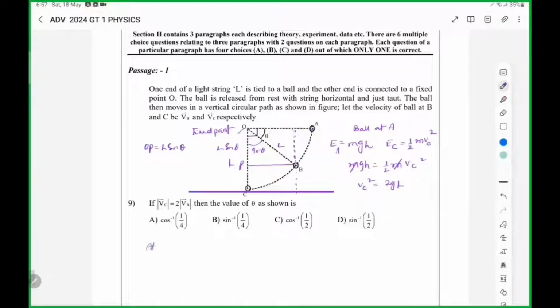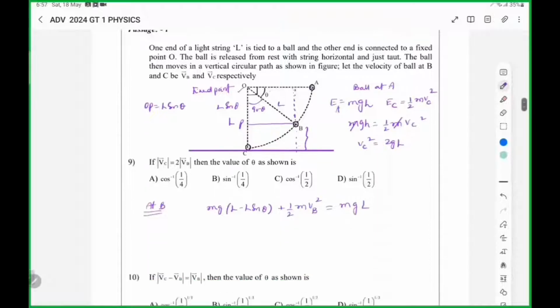So at B, the potential energy is mg into L minus L sin theta. This one is L minus L sin theta. Plus it has some kinetic energy, as it attains some velocity, which is half m Vb square. The total energy at B is the same as the total energy at A.